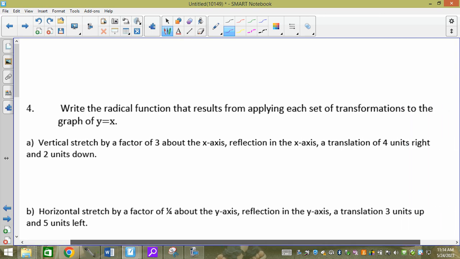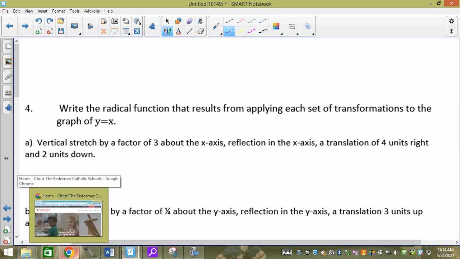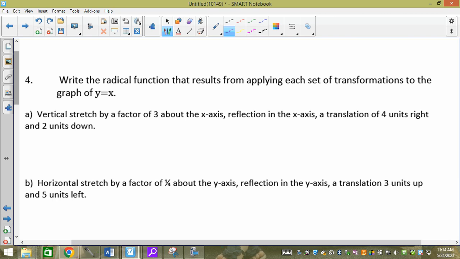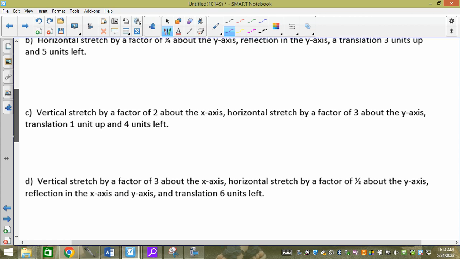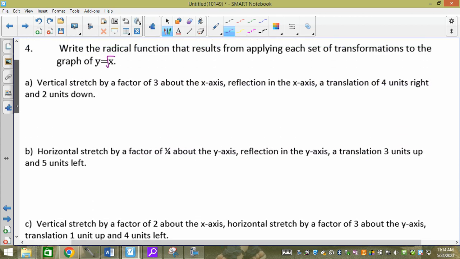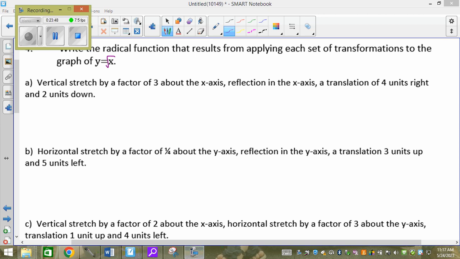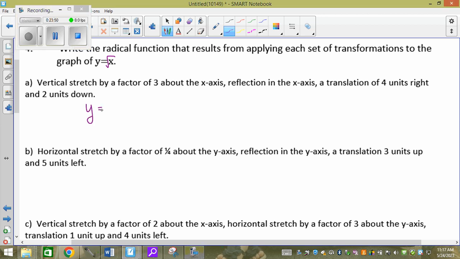So this one says, write the radical function that results in the transformations to the graph of y equals, it should say root x. That's it. Typo. A, B, C, D. Go. Give me the new equation. Okay. This one we're going to get y equals vertical stretch by a factor of 3, reflection in the x-axis, translation 4 units right, 2 units down.